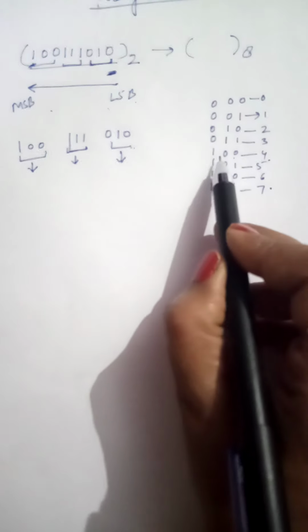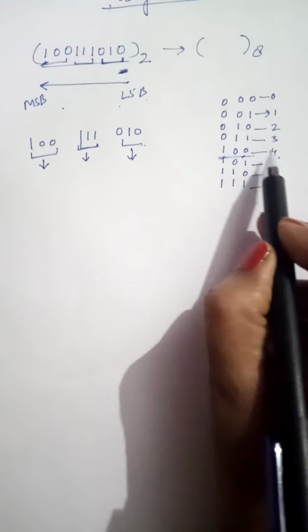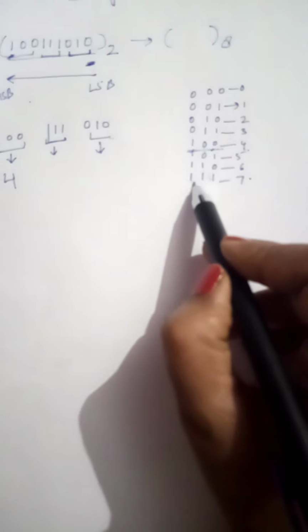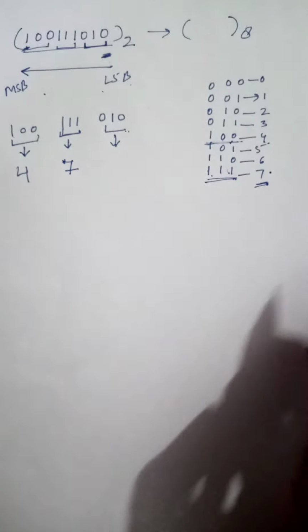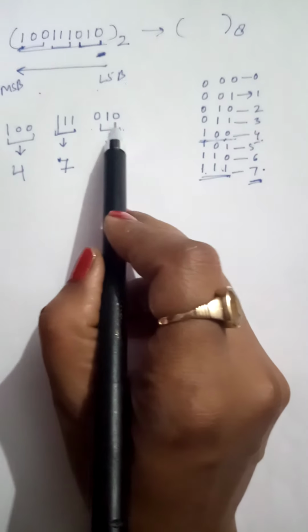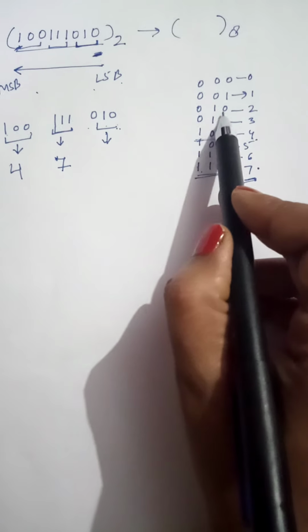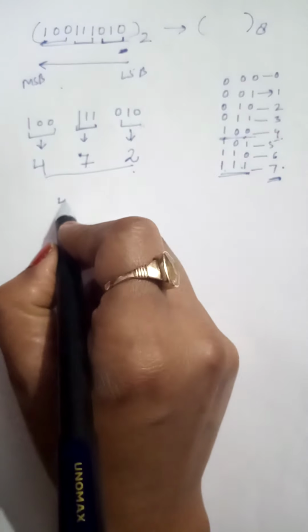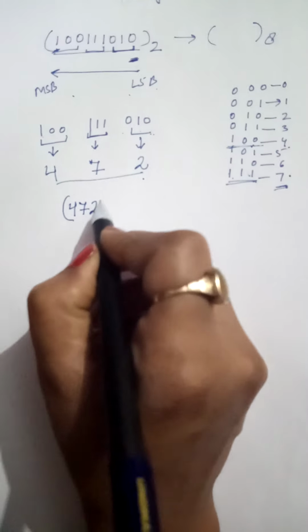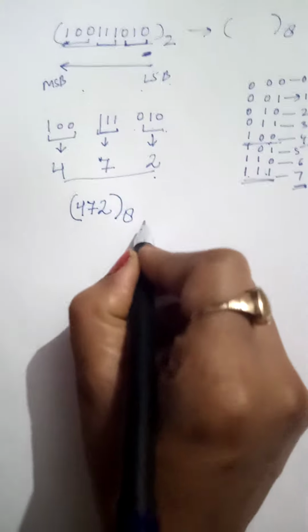So now 100, the octal equivalent of this binary group 100 will be 4. So 4. Then 111, octal equivalent will be 7 in this case. Then 010, this is binary equivalent of 2. Okay, so the answer will be 472 base 8 in octal.